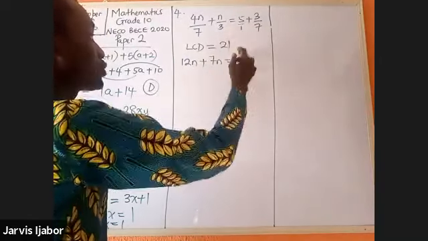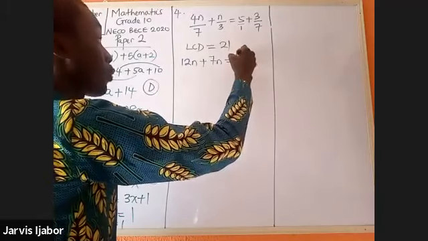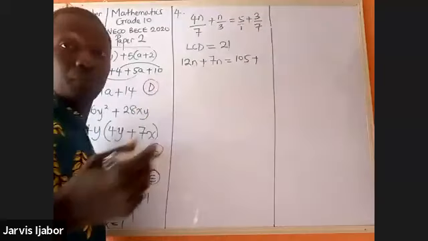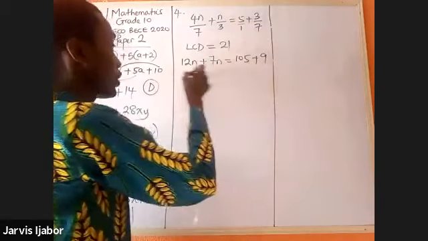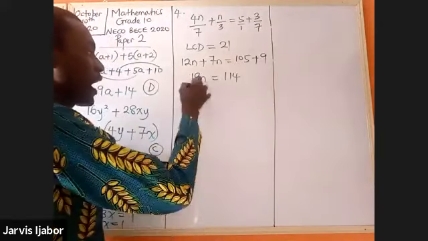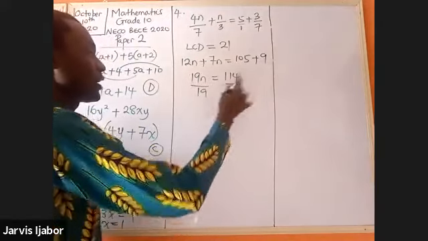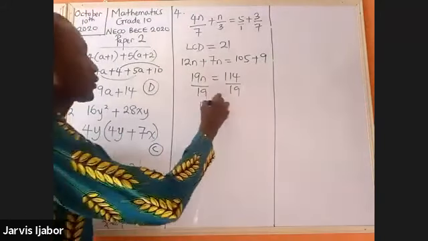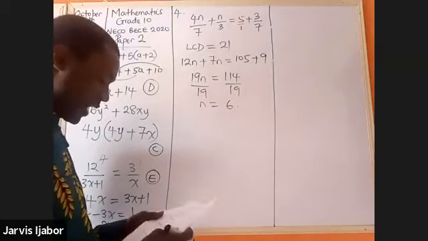21 times 5, which will give me what? 105 plus 21 divided by 7, that will give me 3. 3 times 3 will give me 9. So what do you have? This will be 19n equal to 114. I think 19 can divide through, and that will be 19 times 6, if I'm right. Yes, so n will be equal to 6. And that answer will be E.